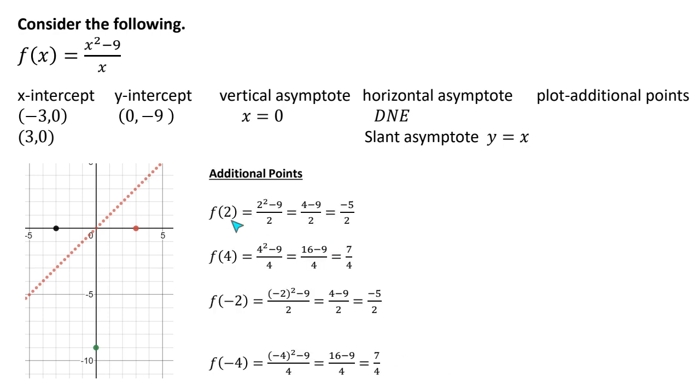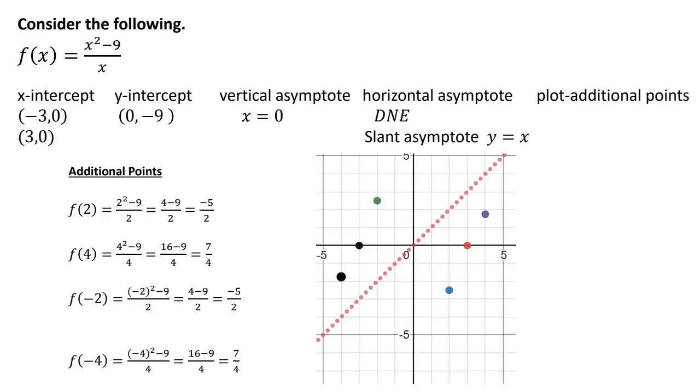So if you plug in a 2, that's going to give us -5/2. If we plug in a 4, we get 7/4. -2 would give us -5/2, and -4 would give us 7/4. So if I put those together, then now the picture looks like this.